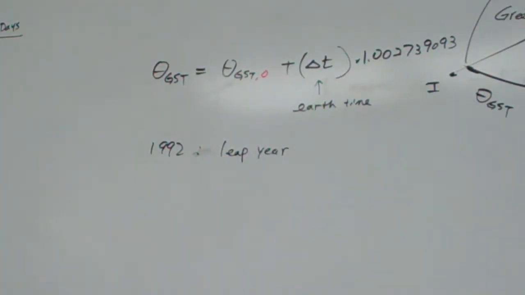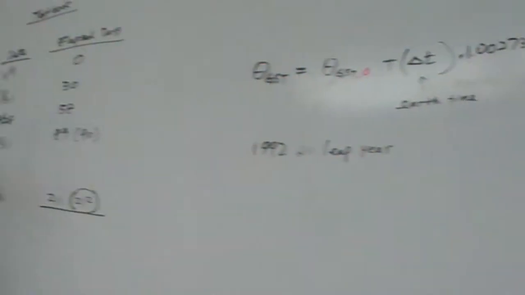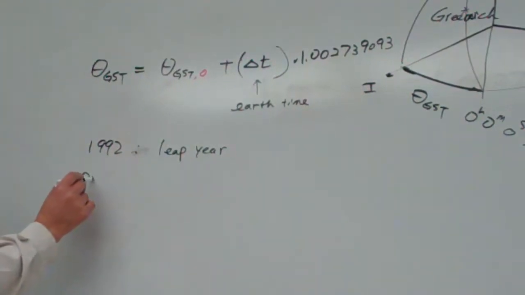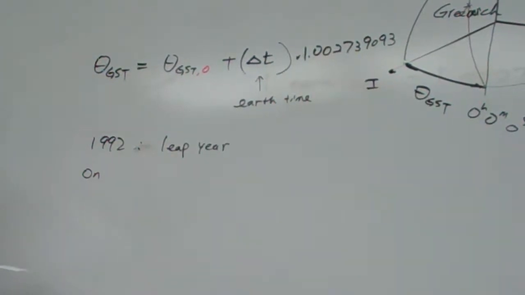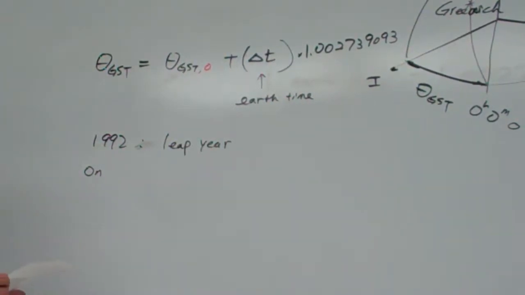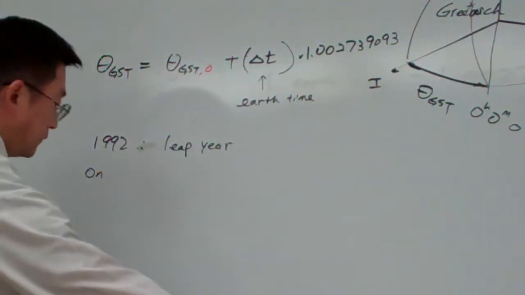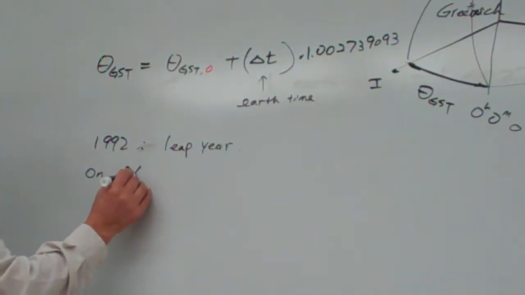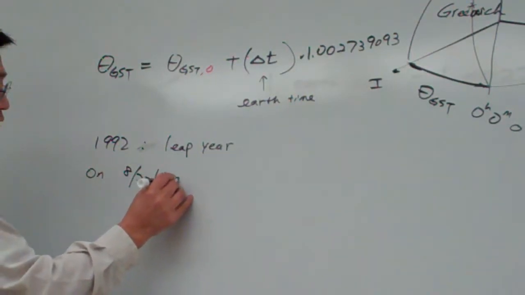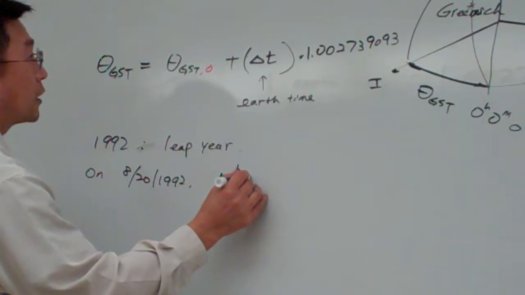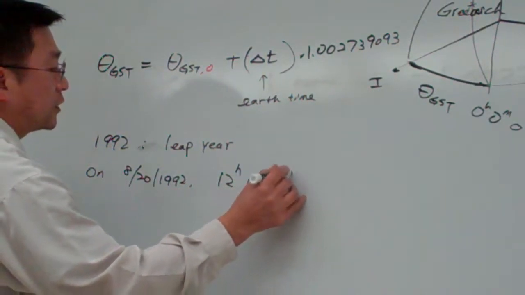So keep that in mind. I need to pick out this number: October 20th, 1992, and the time is 12 hours and 14.96 minutes.